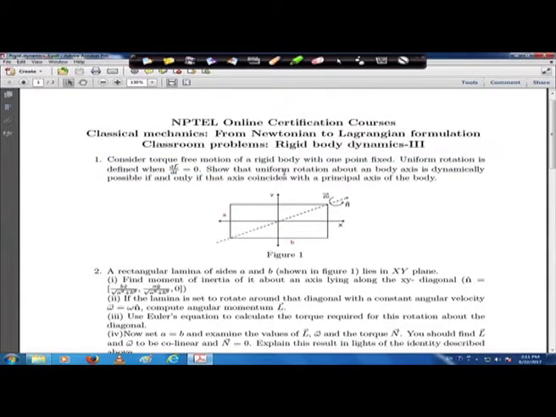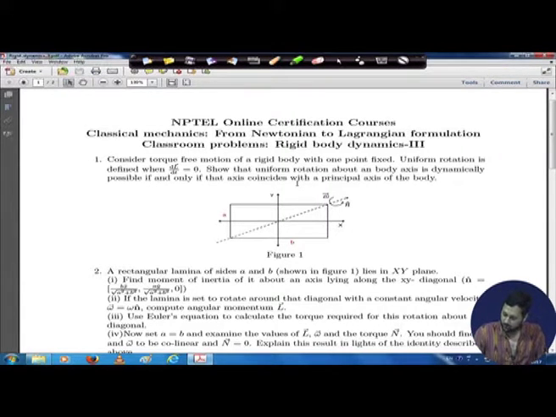Consider torque free motion of a rigid body with one point fixed, which we are doing in general, and torque free means N is equal to 0. Uniform rotation is defined when dL/dt is equal to 0. Show that the uniform rotation about a body axis is dynamically possible if and only if that axis coincides with one of the principal axes of the body.